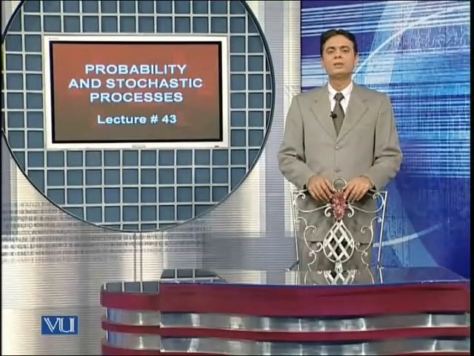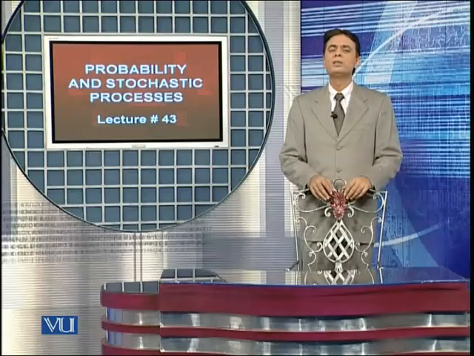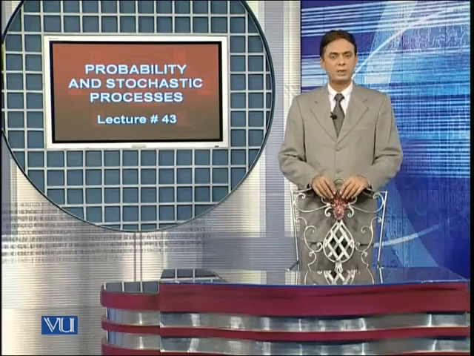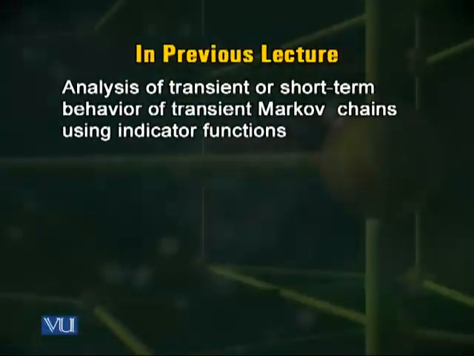We have been analyzing the behavior of finite state space Markov chains with possibilities of some states being transient and other states being recurrent. I hope you remember that it's not possible for a finite state space Markov chain to have all its states as transient states. So there will be some recurrent states, at least one. So we have been analyzing the transient or short-term behavior of such Markov chains using eigenvalues and eigenvectors.